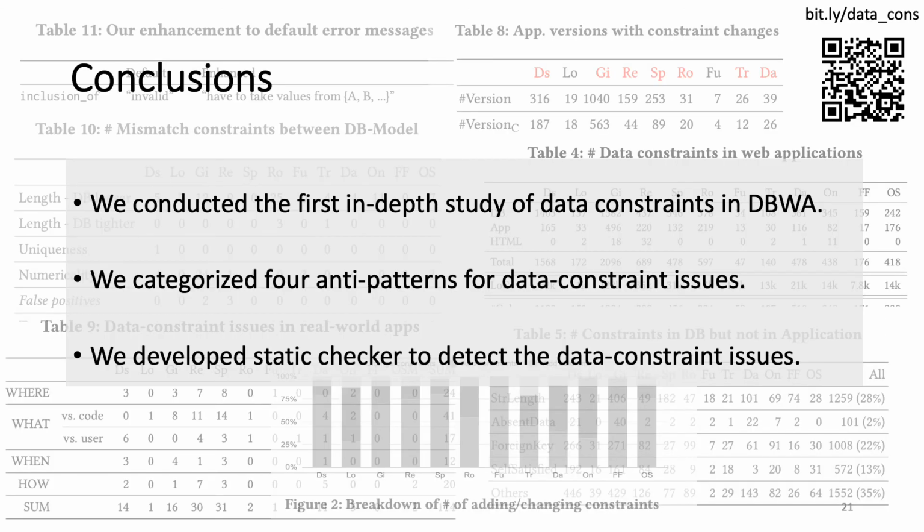In conclusion, we conducted the first in-depth study of data constraints in database-backed web applications. We categorized 4 anti-patterns. We developed a static checker to detect the data constraint issues.